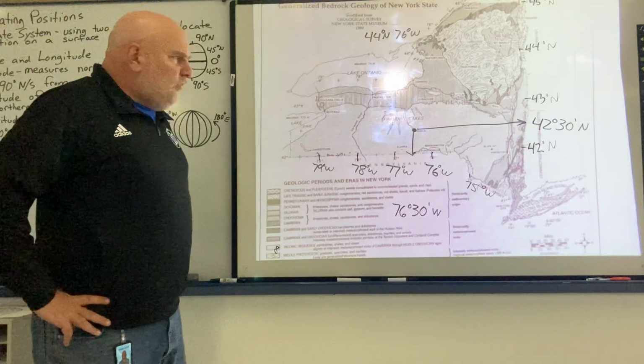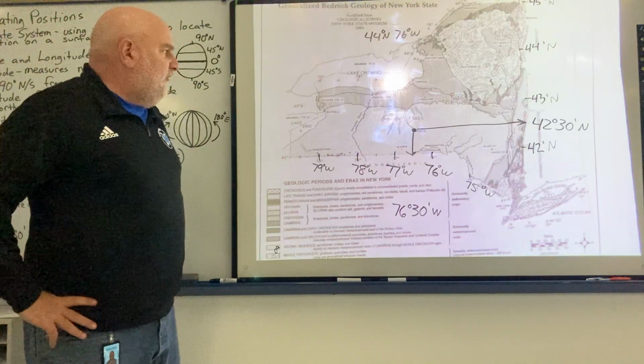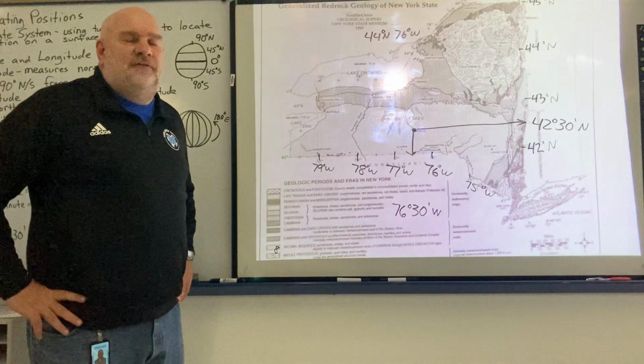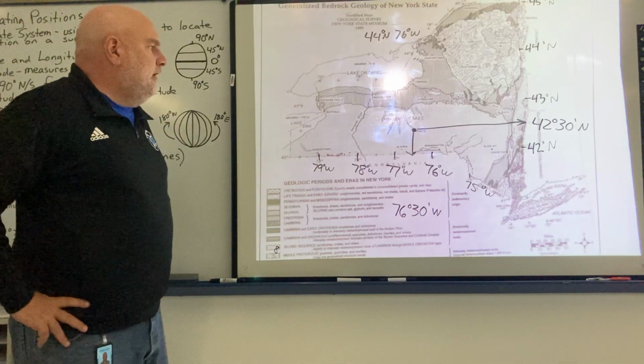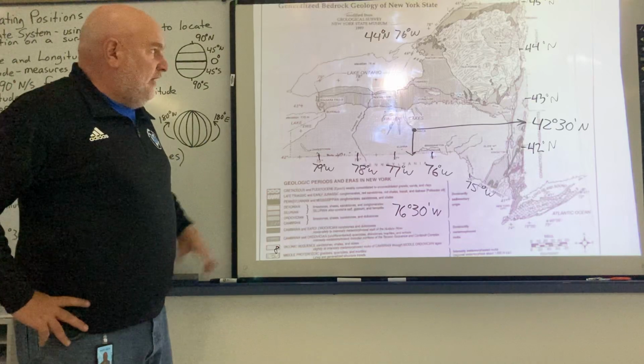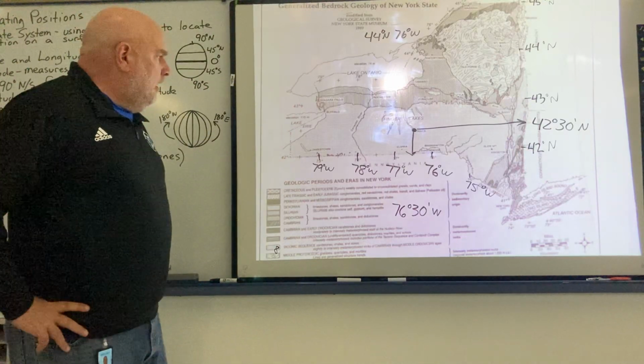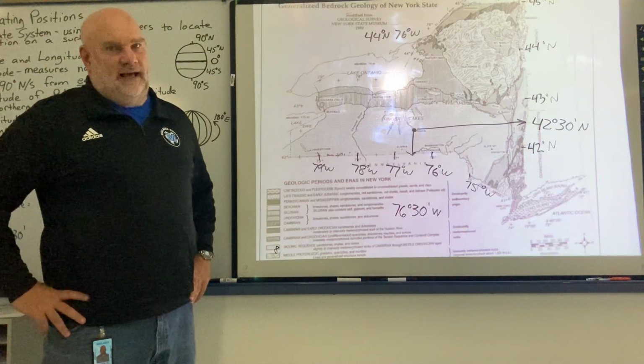So you're going to be doing an assignment where you're going to be given the maps. You're going to have to use the world maps and the maps of New York State to locate it. So that's how you do that on here. All right. So that is latitude and longitude.